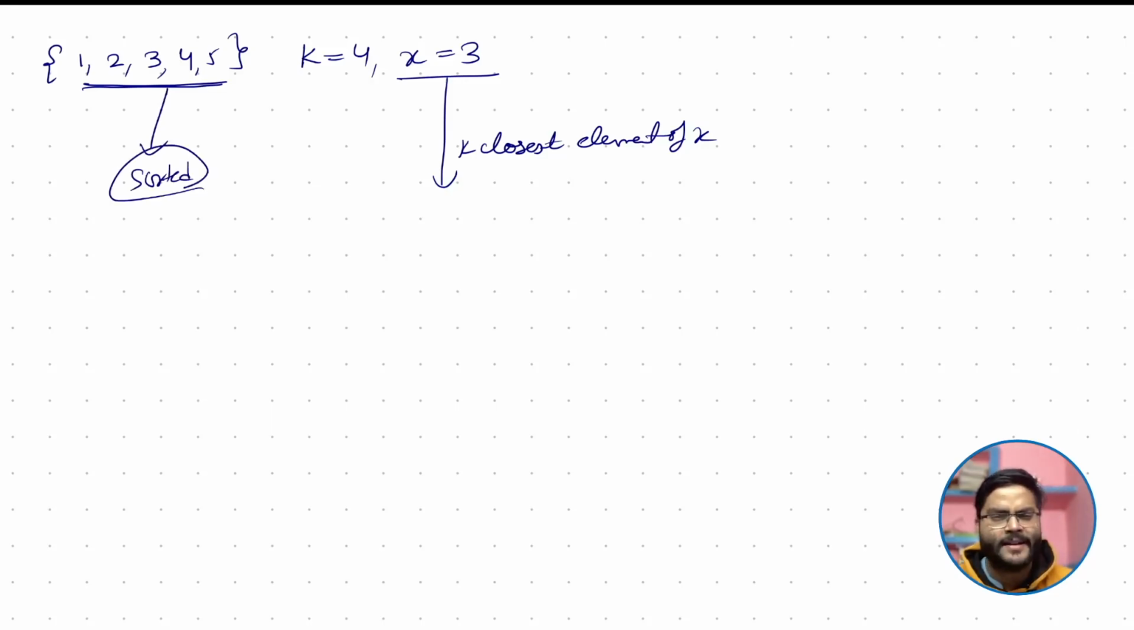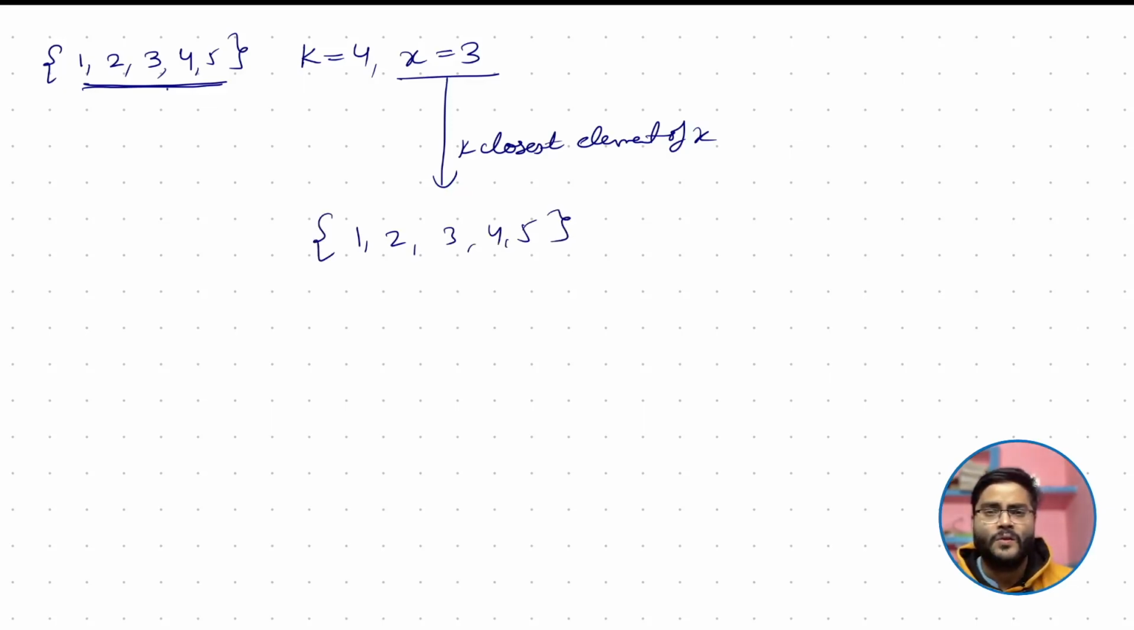Since the array is sorted, we can use binary search. We can use other approaches as well, but we will solve it using a priority queue. Okay, how can we solve this using a priority queue? We have this array 1, 2, 3, 4, 5.